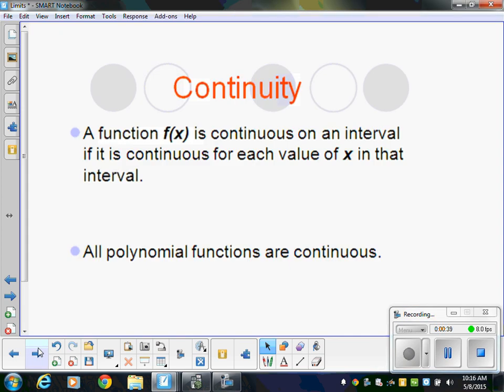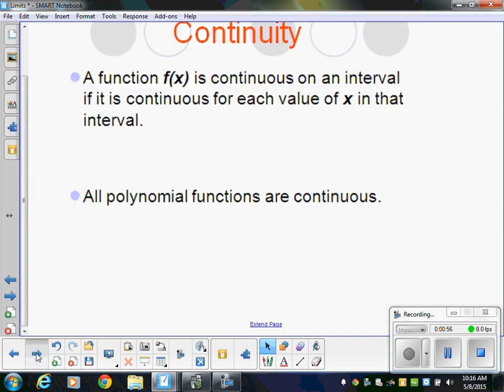Before we do that, we need to talk about continuity. A function is continuous on an interval if it is continuous for each value of x in that interval. So what does that mean? It means it has no asymptotes. It's continuous through all points.